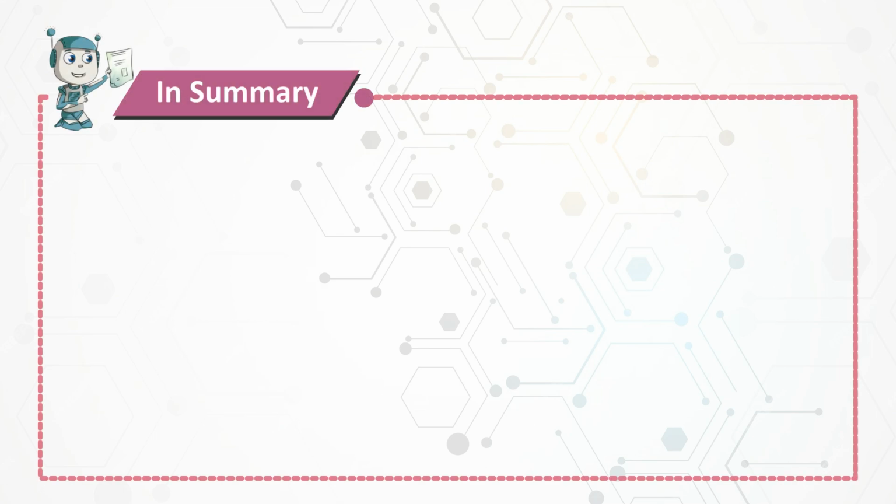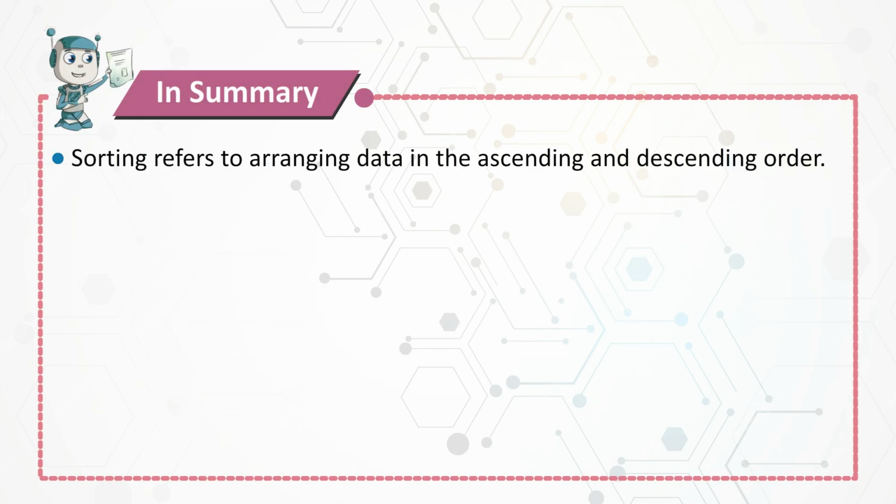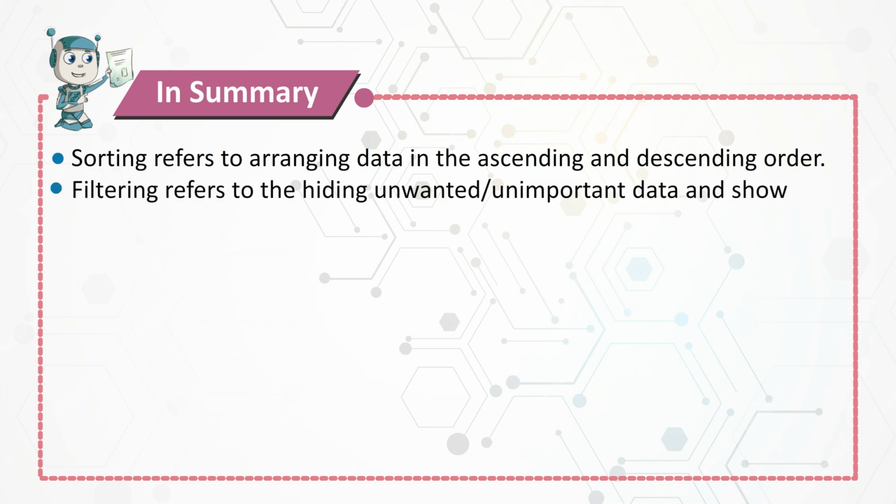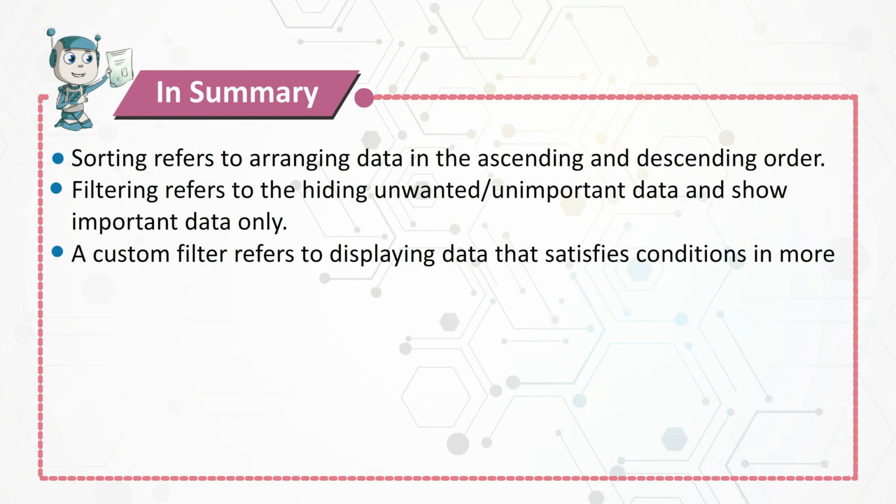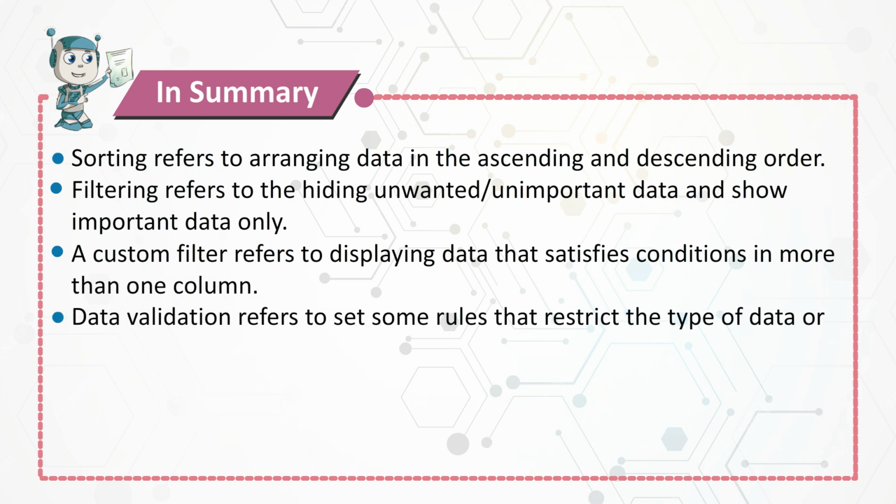In summary, sorting refers to arranging data in the ascending and descending order. Filtering refers to hiding unwanted, unimportant data and showing important data only. A custom filter refers to displaying data that satisfies conditions in more than one column. Data validation refers to setting some rules that restrict the type of data or values that can be entered into a cell.